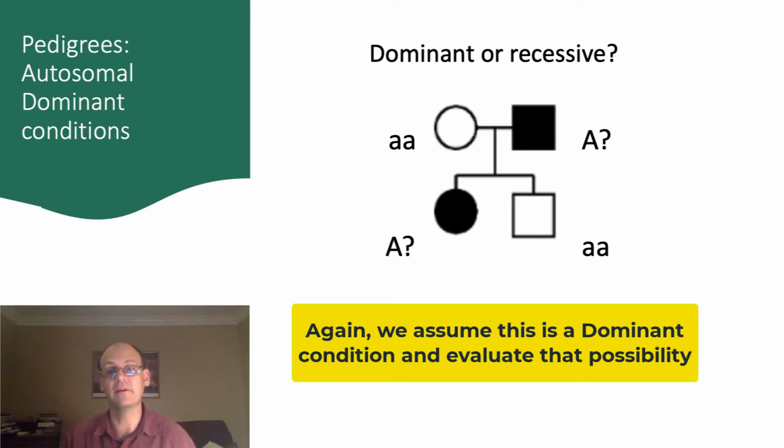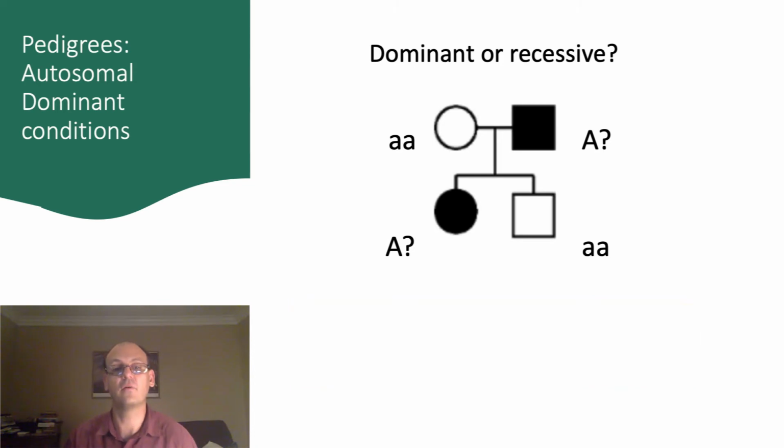If it is dominant, then the daughter must have inherited that dominant allele from one of her parents. Does one of her parents have that dominant allele that they could pass to her? Yes, the father does. Therefore, we know that she inherited her dominant allele from her father, and she must have inherited a small a allele from her mother.